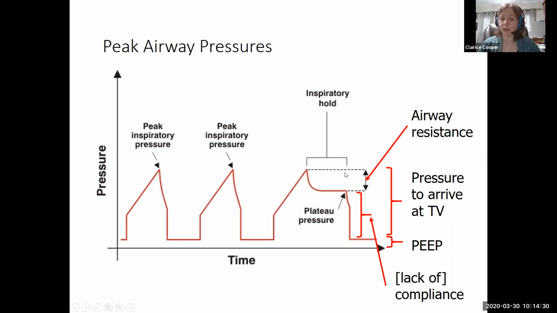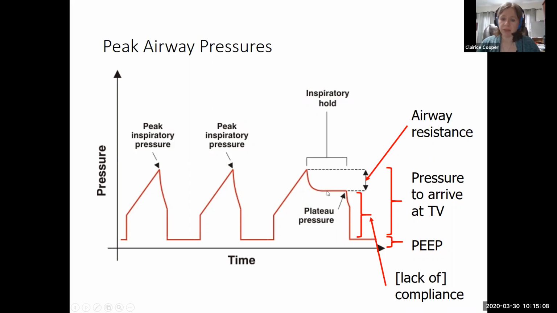Because if we're concerned about a high peak airway pressure, we want to know, is this peak airway pressure high because those lungs are really stiff and we're worried? Or are those peak airway pressures high because the patient has a bronchospasm and we should be treating them with a bronchodilator? So you can perform what's called an inspiratory hold, and you can do it on yourself, or more importantly, you can do it on the patient. You can ask the respiratory therapist to do this for you, where an inspiratory hold is performed.